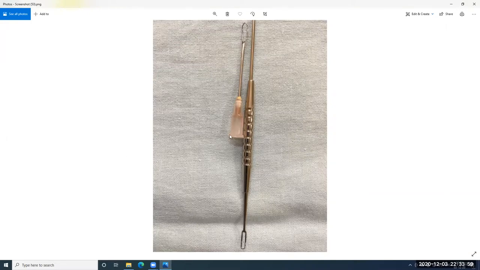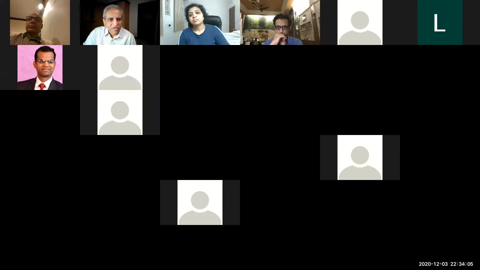So all the measurements of all the instruments need to be changed, to give good grip on the eye. The long ones are meant for the surgeries which we used to do in the past. Now all instruments should be about 3 or 4 inches, and this should be accommodated within 4 inches. That should be available soon. So a combination of them has worked very well in my hands.